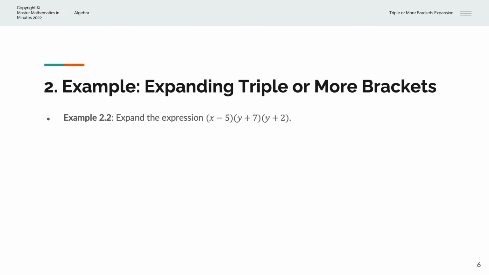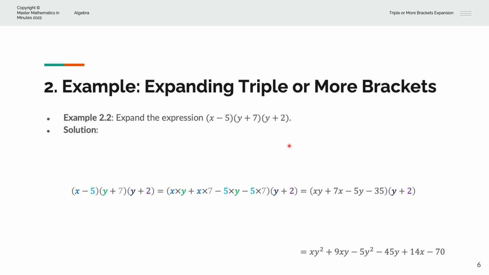In the second example, we're asked to expand the expression (x - 5) multiplied by (y + 7) multiplied by (y + 2). So the first step is to expand the first 2 brackets, with x multiplied by y as the first term, x multiplied by 7 as the second term, minus 5 multiplied by y as the third term, and minus 5 multiplied by 7 as the fourth term. And we'll copy (y + 2) across. So we've simplified 3 brackets down into 2 brackets, and we will continue to expand further.